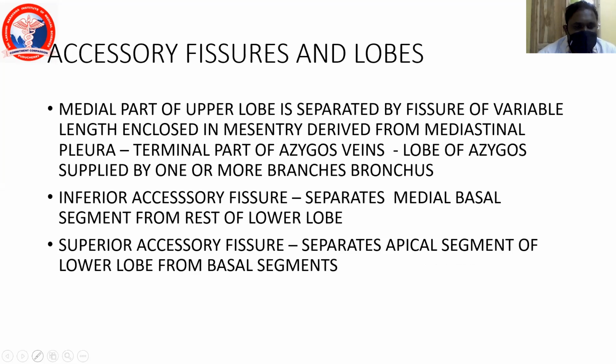Accessory fissures and lobes. The medial part of the upper lobe is separated by a fissure of variable length enclosed in mesentery derived from mediastinal pleura. Terminal part of azygos vein. Lobe of azygos supplied by one or more branches of the bronchus. Inferior accessory fissure separates the medial basal segment from the rest of the lower lobe. Superior accessory fissure separates the apical segment of the lower lobe from the basal segments.